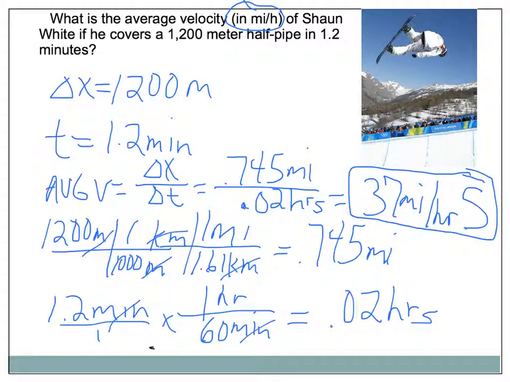Now, hopefully, on all these problems, you are pausing and working a problem out before I'm doing it, because it really doesn't help much if you're just watching me do a problem.